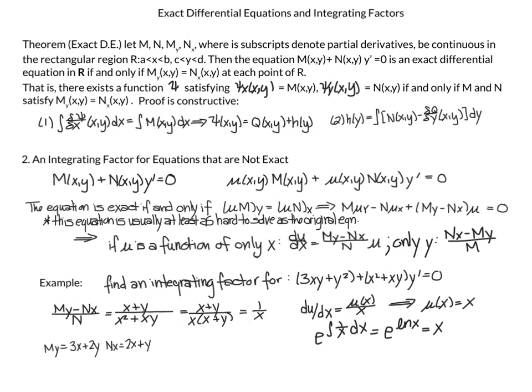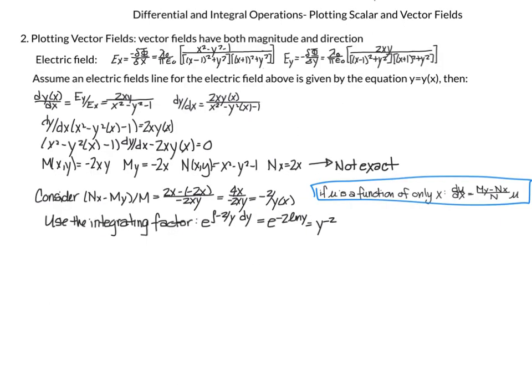So now we're going to take du dx is equal to u times our my minus nx over n, so u over x. So we can integrate both sides, and we get e raised to the integral of 1 over x dx is equal to e to the natural log of x is equal to x, meaning u of x is equal to x. We return now to our electric field lines, which we found was not, this differential equation was not exact, but now we're going to consider an integrating factor.